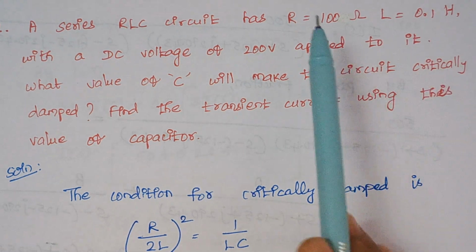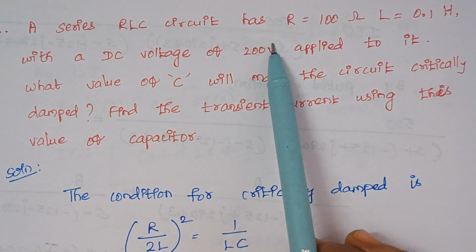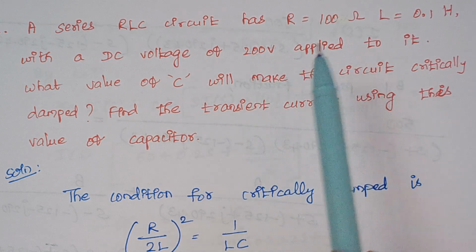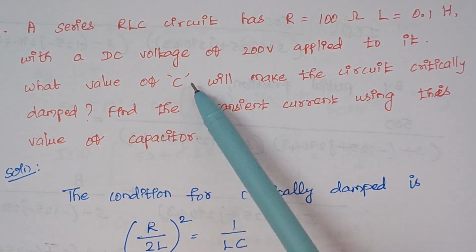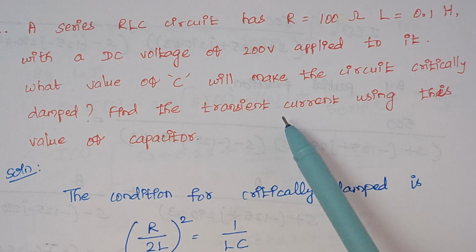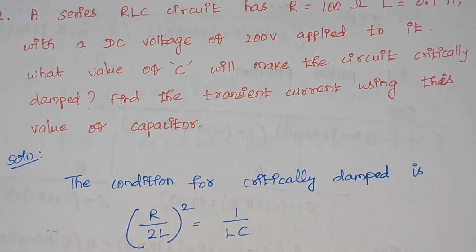So here the values of R and L are given and the supply voltage is 200 volt. We have to find the value of C that will make the circuit critically damped, right? Then using that value of capacitance, we have to find the transient current. So what is the condition for critically damped?